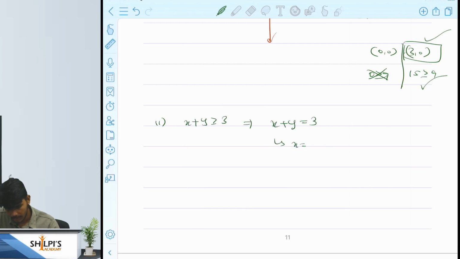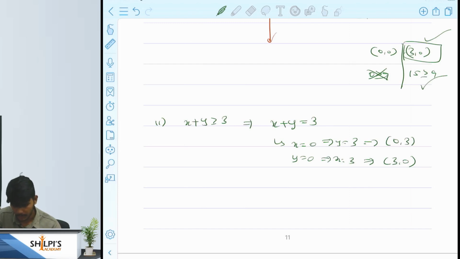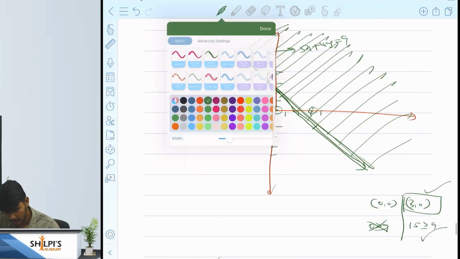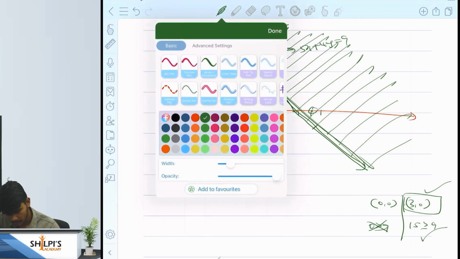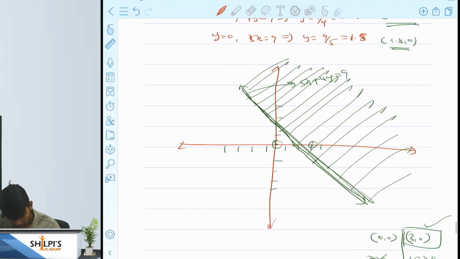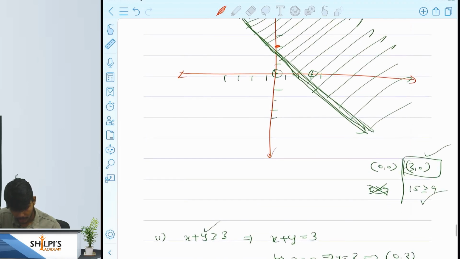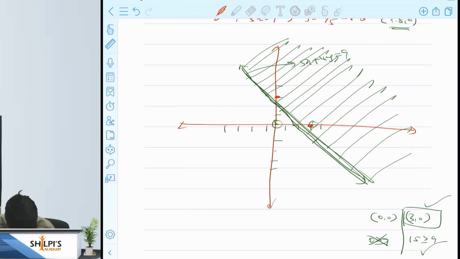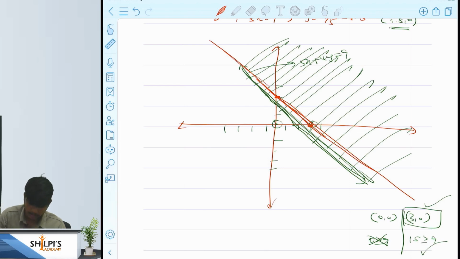To plot this line I will take x equal to 0 and then y equal to 0. I will get y equal to 3 and x equal to 3. From this I get 2 points. With these 2 points I can draw the line x plus y equal to 3. So 0 comma 3 will be here. Similarly 3 comma 0 will be here. So how does my line look? I will connect these two. It will go like this.